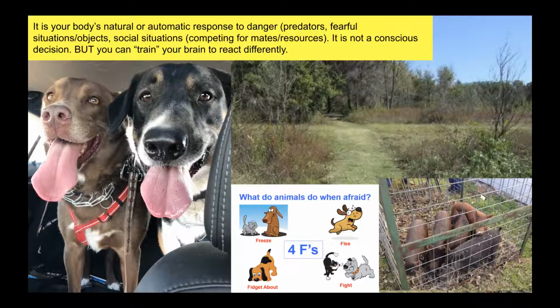And then here's just an example in case you don't know what a feral hog looks like. These happen to be some feral hogs that were trapped at the EEC. So feral hogs are an invasive species. People don't like them. They're very destructive.